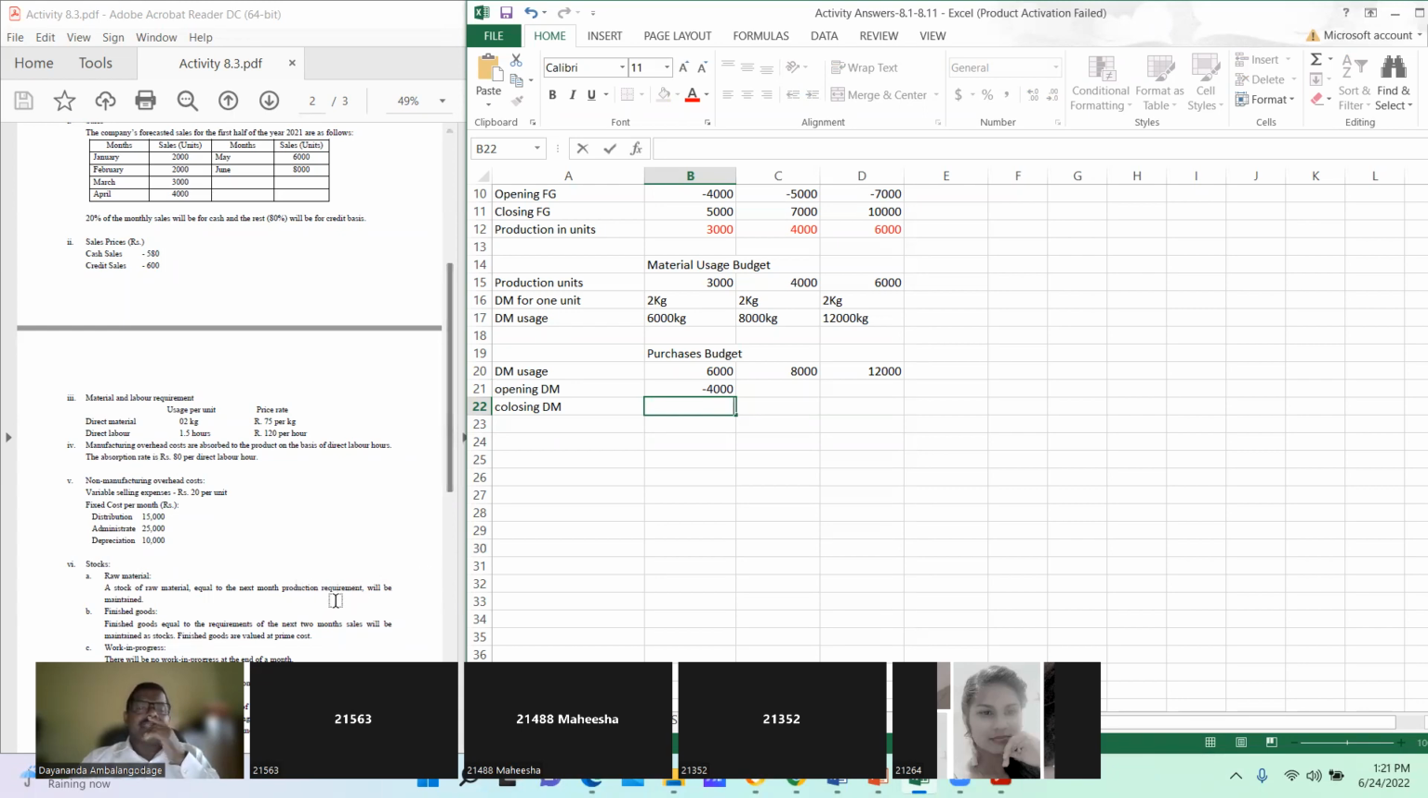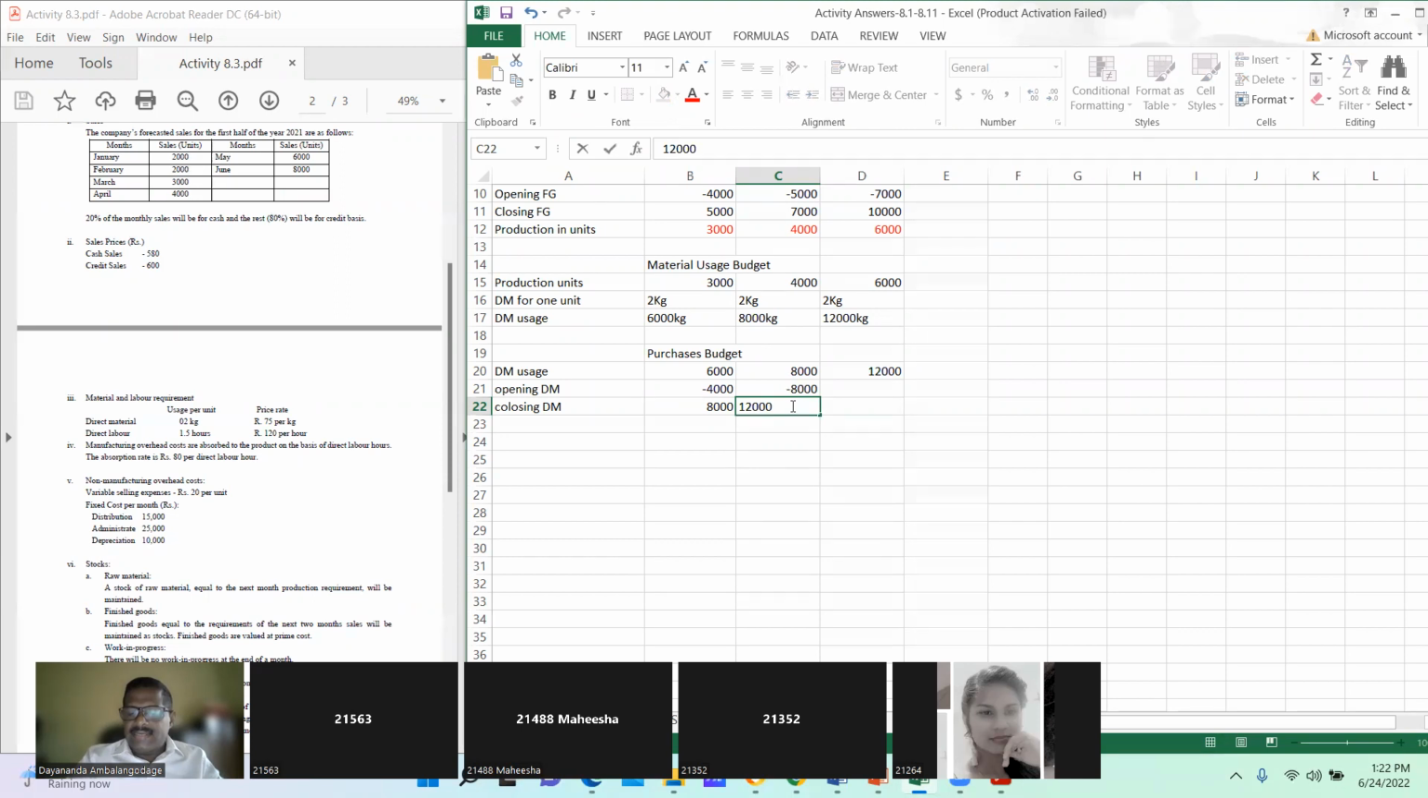You have to understand, next month production requirement, not the next month production. So thereby, next month production requirement is 8,000. I'm sorry, not the 4,000. The word is requirement. And here it would be opening. Then here it is 12,000. This has to be minus, no? If I'm making a mistake, you have to tell me. Here it is 12,000.